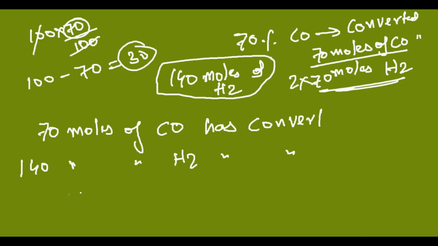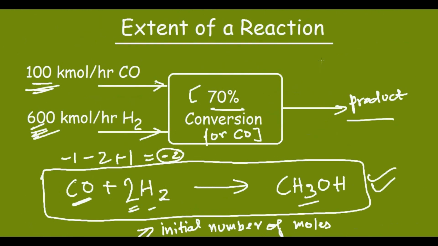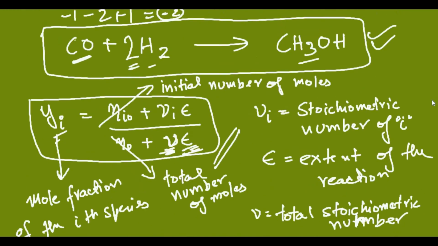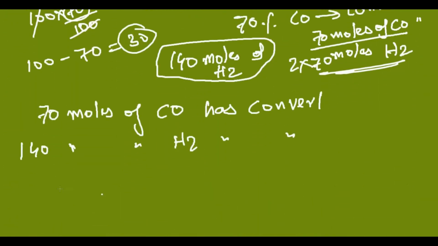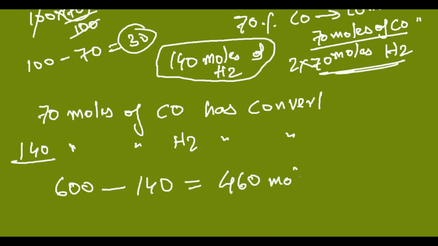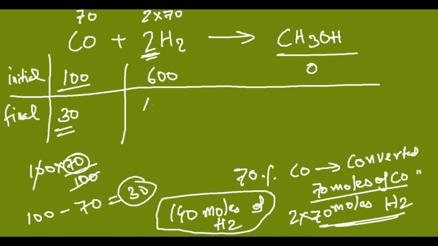But how much hydrogen was fed? In this question it is given that 600 kilomoles of hydrogen was fed. So 600 was fed, 140 has reacted. So how many are remaining? 460 moles of hydrogen will be remaining. So this I will write over here. This is 460 moles.